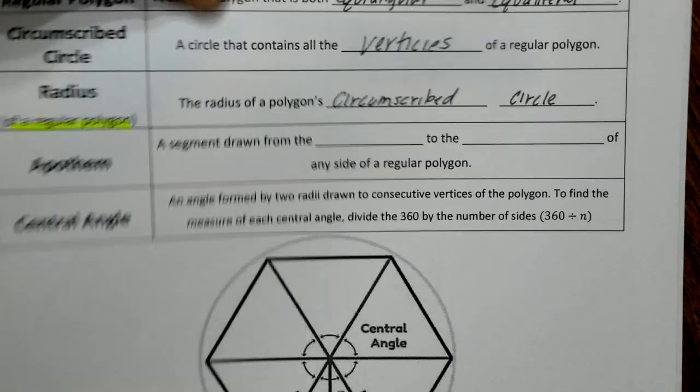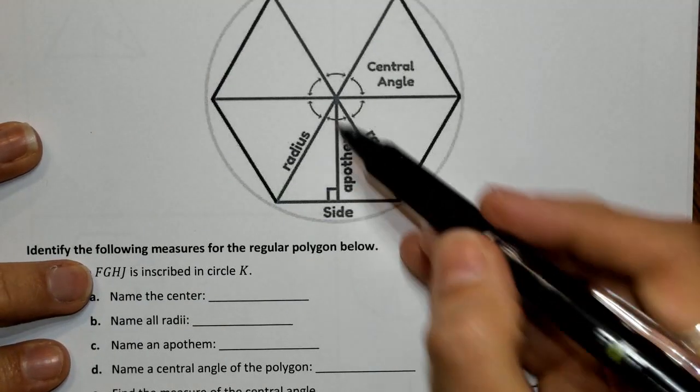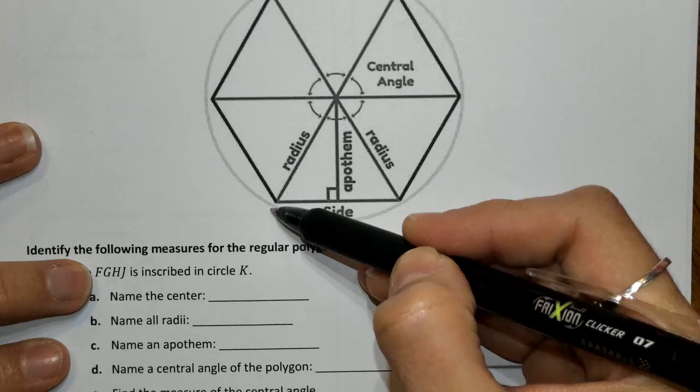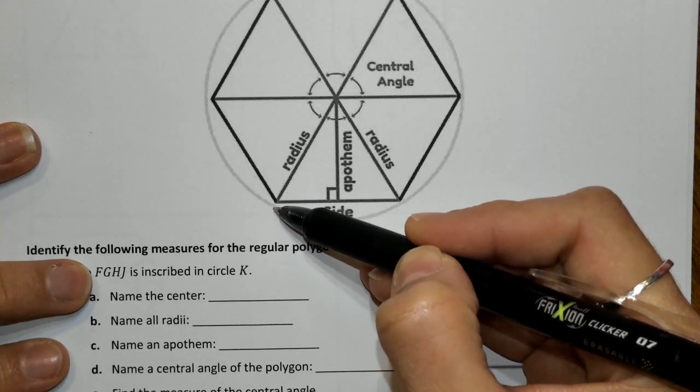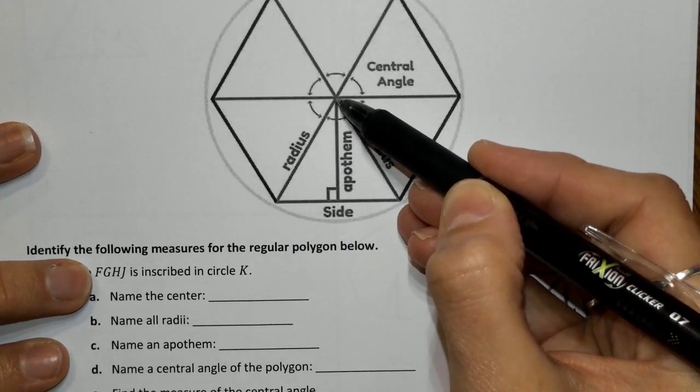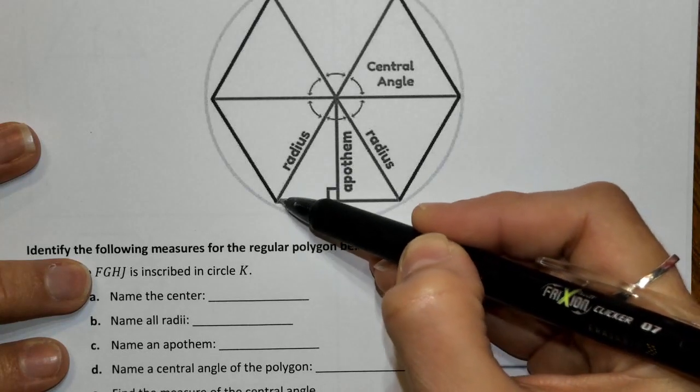So when you find the circle's radius, right here from the center to the circle, that is also going to be the radius of the polygon. Keep in mind that it's going to go from the center to a vertex. That will be the radius.